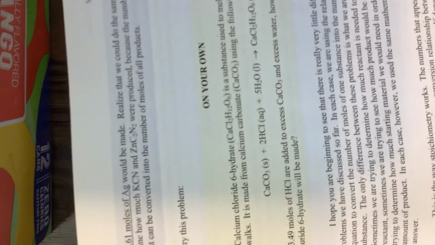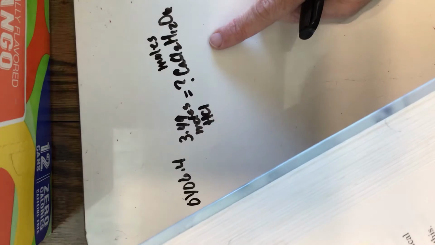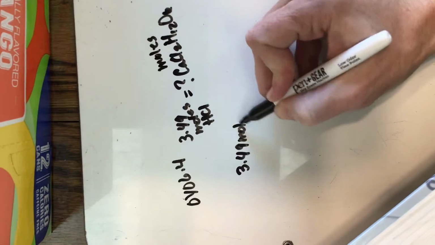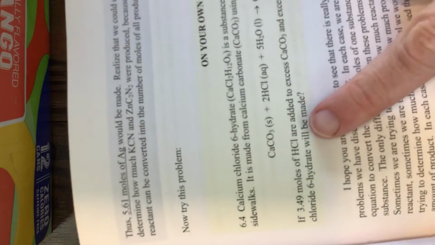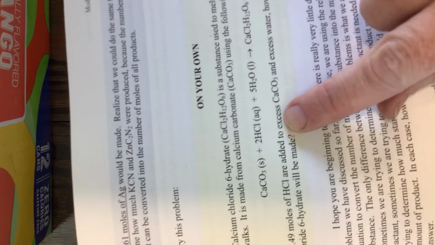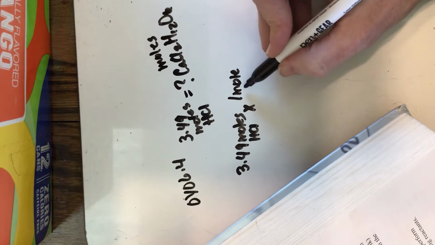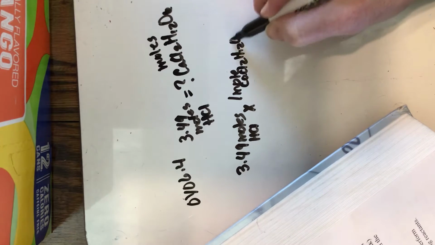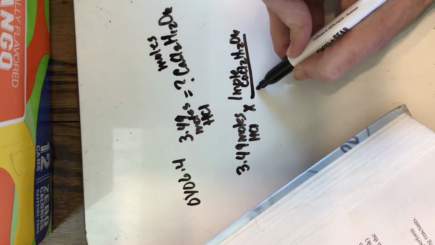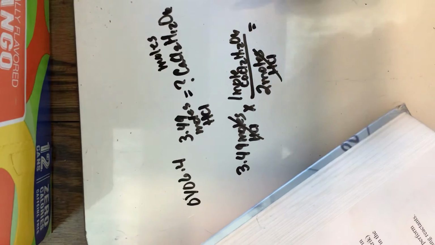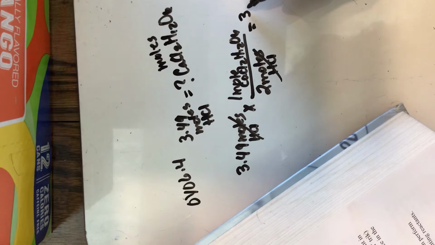So I'm looking to compare my HCl with the CaCl2H12O6. So I start with the 3.49 moles of HCl. Start with what I know. I need a mole ratio, which comes from the book. And so in the book, I see that there are 2 moles of the hydrochloric acid for every 1 mole of the calcium chloride hydrate. So what I'm looking for is the calcium chloride hydrate. I'm putting that on top. And over here, then I had 2 moles of HCl. So the moles of HCl cancel. 3.49 times 1 divided by 2. So basically you're just dividing by 2.